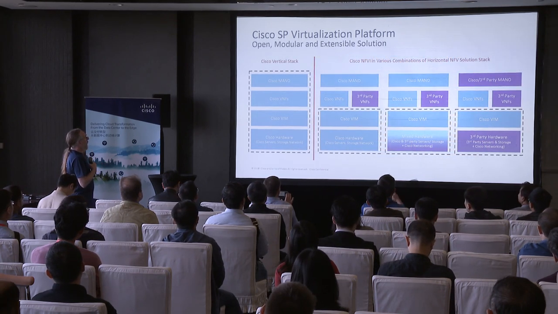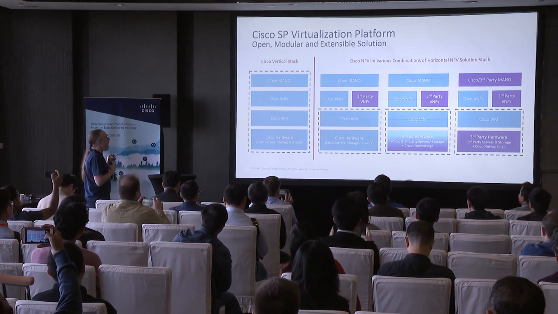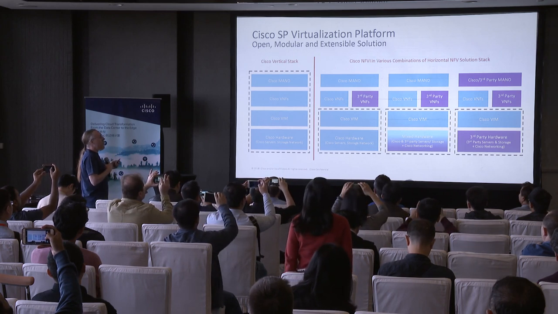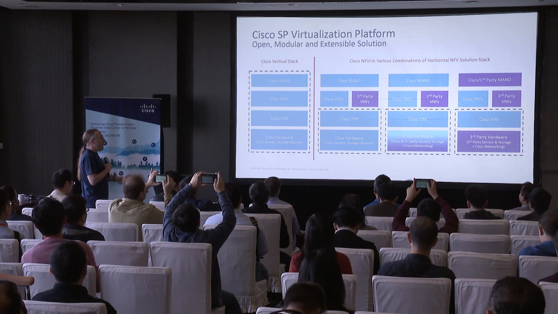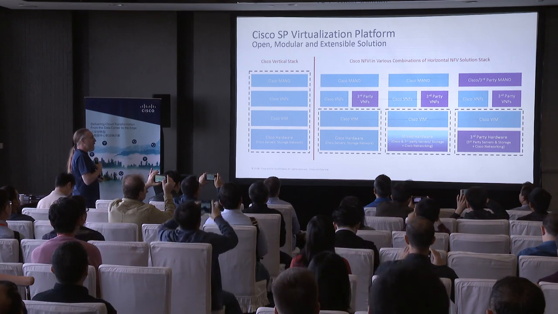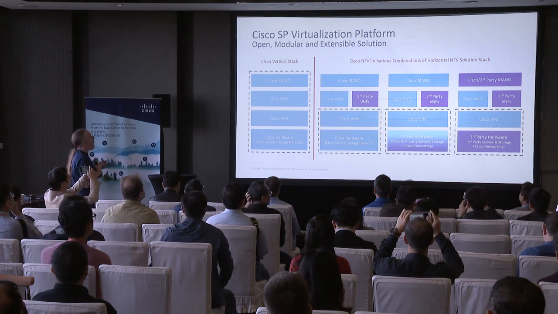And so we are evolving from the left to the right. We certainly started with vertical stack solutions. We are, I would say, most of the way to the right at this point in time. We work with our own hardware. We also work with third-party hardware. We work with our own VNFs and third-party VNFs. We work with our own MANO and third-party MANO, and we have examples of all of those today.